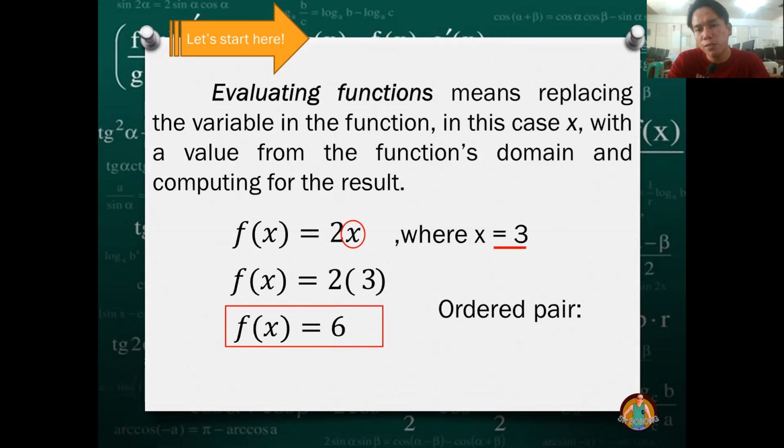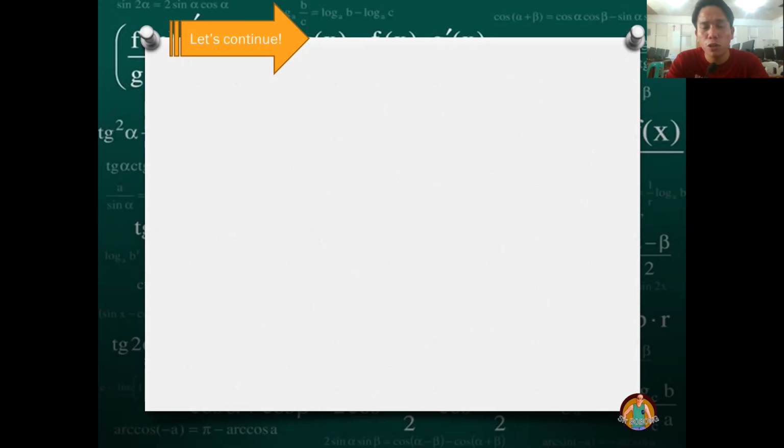Meaning we already have this ordered pair: 3 and 6. Yung 3 is given as our value of x, and then for y, we substitute the value of x, which is 3, in order to find the y or the range. So meron na tayong ordered pair. Yan yung purpose natin kung bakit i-replace natin ng value ang variable. Okay? Sige. Let's have an example in your module.